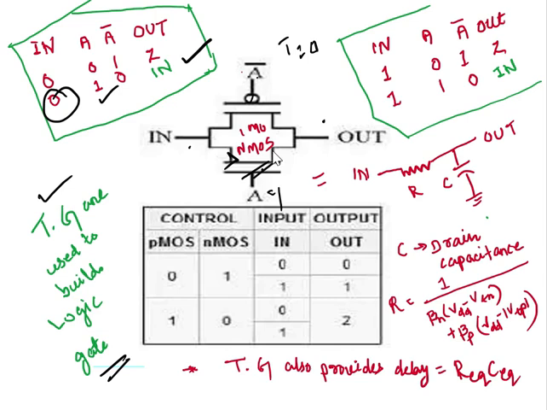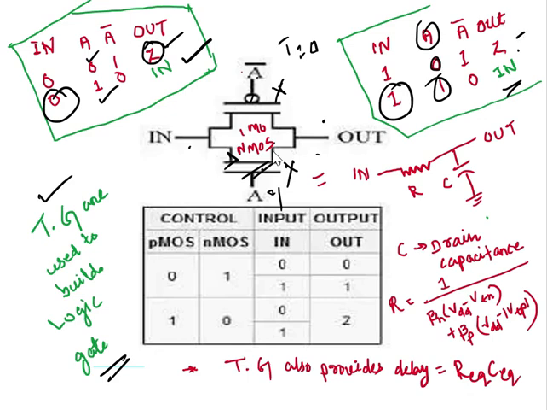And when the control signal A equals 0, the NMOS and the PMOS remain open, meaning inactive. So the output we get is high impedance. Same input with A equal to 1 gives the same input at the output side. If A equals 0, we get high impedance.